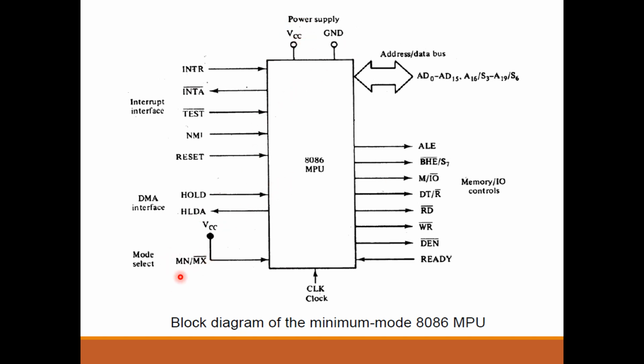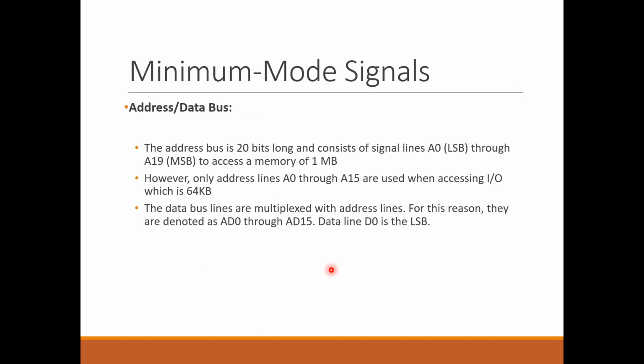And through this pin, the microprocessor can be selected to work in either minimum mode or maximum mode operation. So the address and data bus pins are 20 pins, while the 20 bits are used to hold the address for the memory location, and only 16 of them are used as the data bus. And whenever the microprocessor accesses an I/O device, it uses only 16 bits. Why? Because the maximum size of the I/O space is 64 kilobytes.